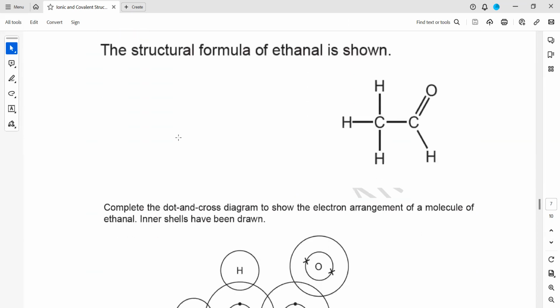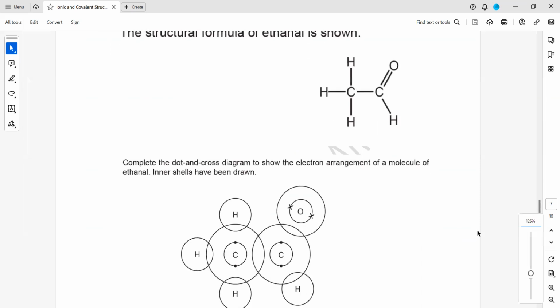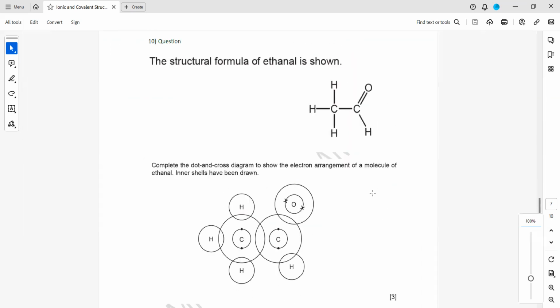Next, the structural formula of ethanol is shown. You just have to complete a dot and cross diagram to show the electron arrangement in a molecule of ethanol. So a single line represents a pair of electrons, and a double line represents two pairs.